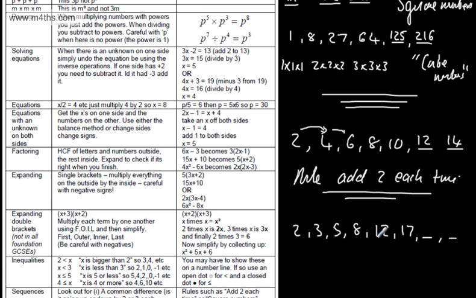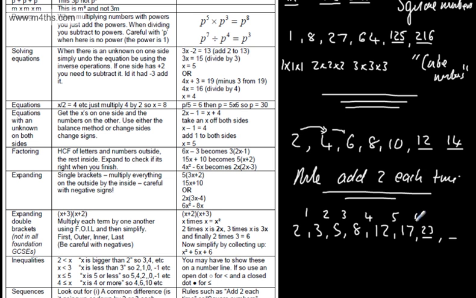Okay, now I can see that it's not going up by the same amount each time. Let's think about using a bit of logic. This has gone up by 1, this has gone up by 2, this has gone up by 3, by 4, by 5, so the next one should go up by 6. 17 plus 6 is 23.